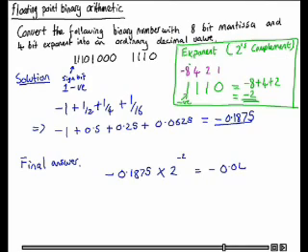So let's multiply that out together, and we get a final answer of minus 0.046875. And that's the final answer to the question. So watch out for that in the exam.